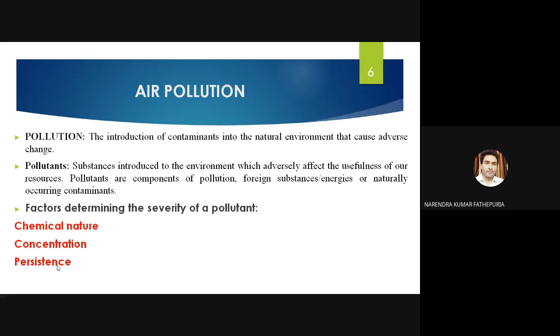Second is the concentration: what percentage it is diluting, what percentage it is dispersing, what percentage is mixing with the environmental gases. That is important, so you have to identify the concentration. For that, there is a measurement technique. Once you identify the pollutant, you have to measure the pollutant.